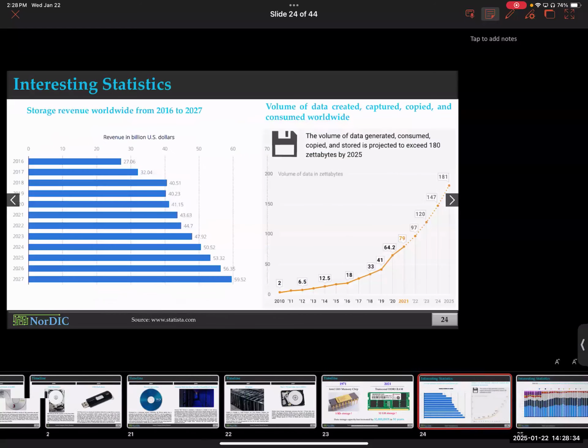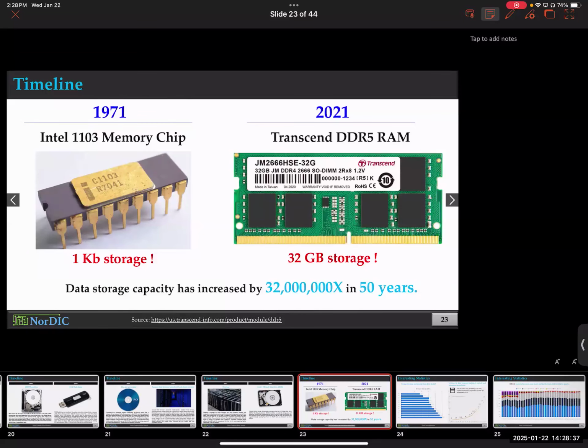So let's move forward. Okay, let's focus here. In 1971, Intel introduced a memory storage device with 1 kilobit storage. You cannot even store a selfie. I mean, forget about a selfie. You cannot even store probably a good text file with an emoji with 1 kilobyte, right? DDR5 RAM that the same company made in 2021 had 32 gigabytes of storage.